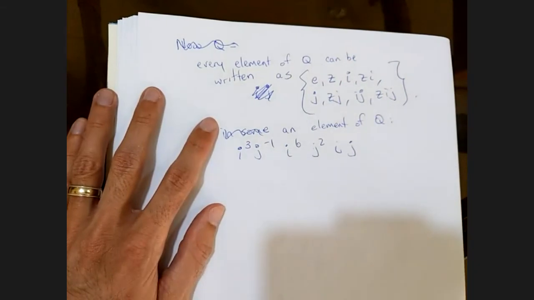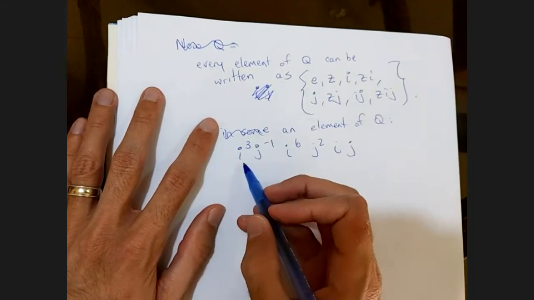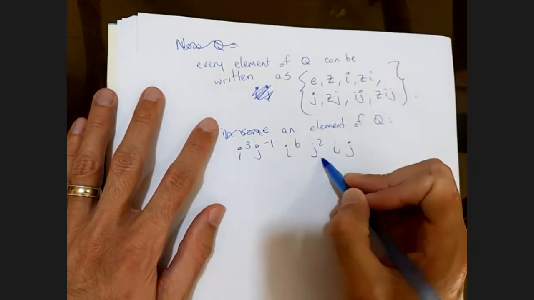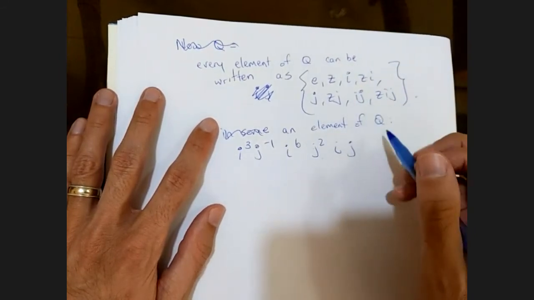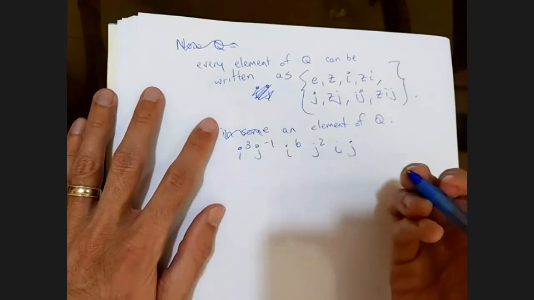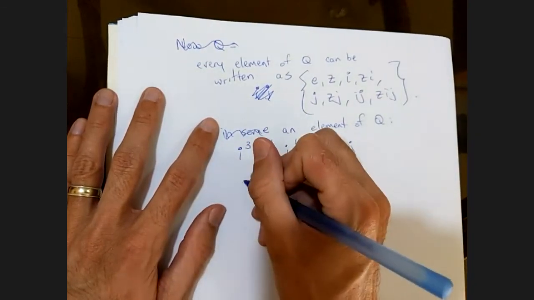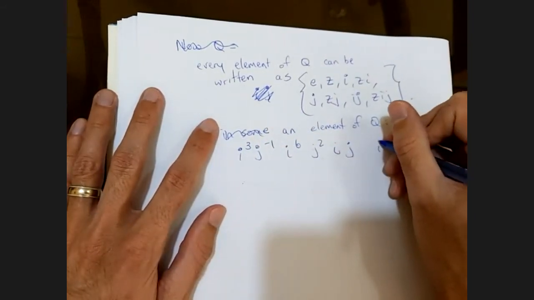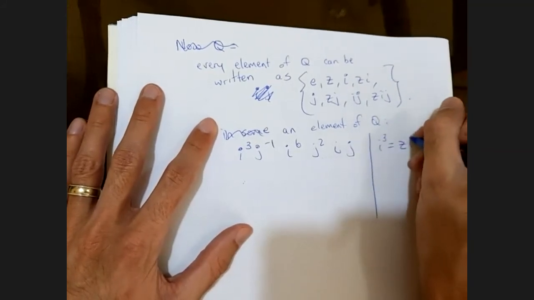Well, the strategy is to move all the i's to the left, all the j's to the right. And whenever we see a j squared or an i squared, we'll convert it to z. And just remember that z can be moved all the way to the left. Okay, so let's find all the z's we can. First of all, we'll do some scratch work. i cubed is zi.